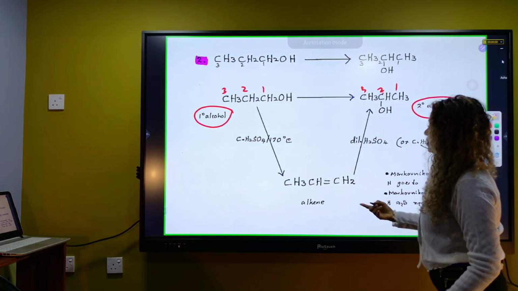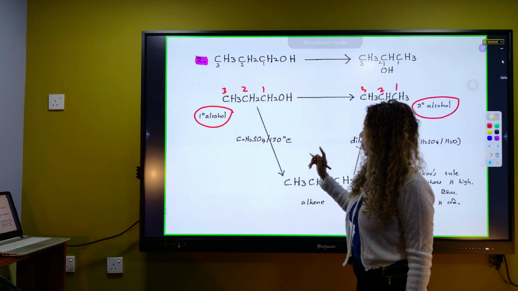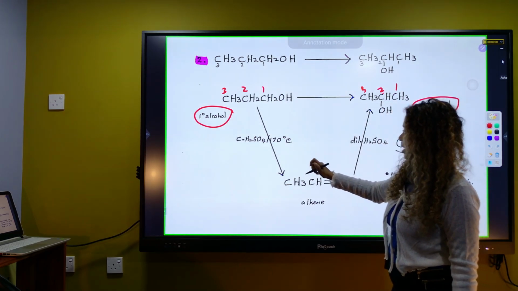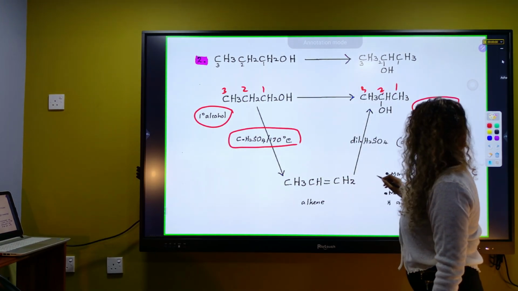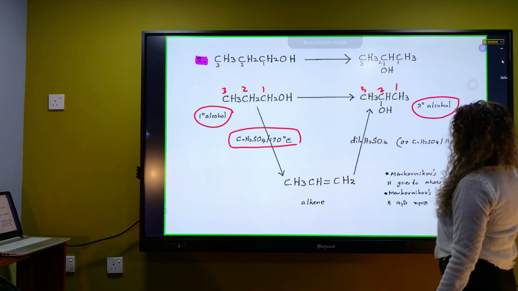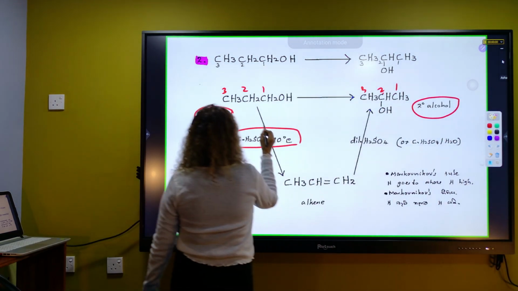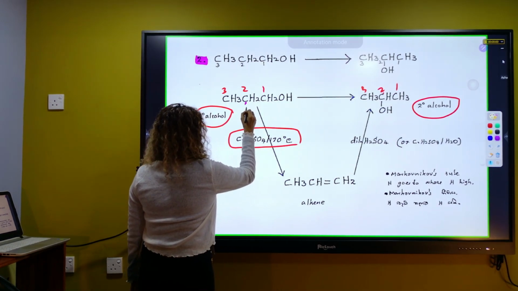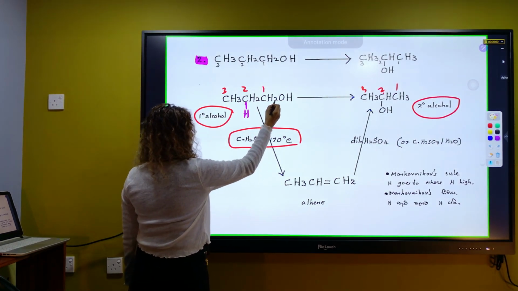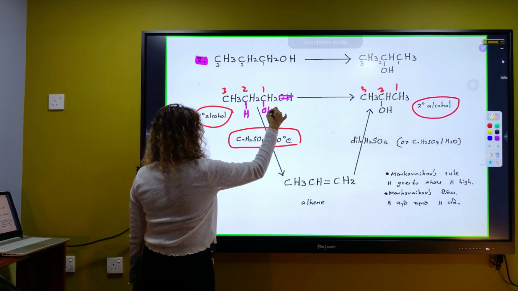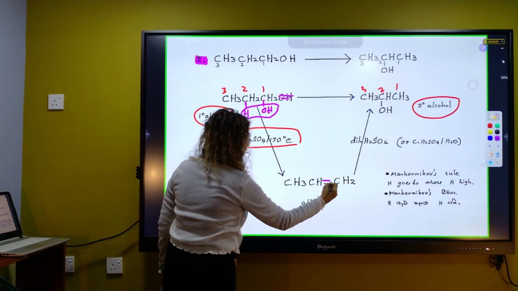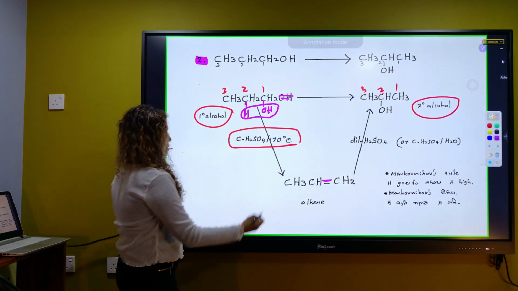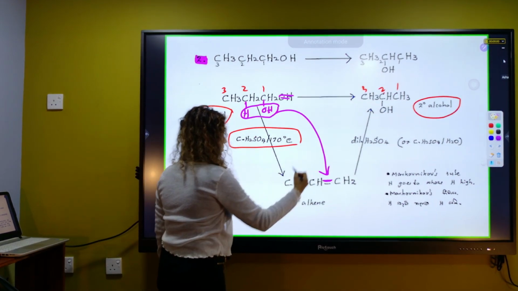So I don't want this OH in this first carbon. So I'm going to remove OH by adding H2SO4 at 170. What happened here is one of the hydrogens in this carbon is getting away with this OH here. So you are making a water molecule go away. Instead of that, you are making a double bond here.